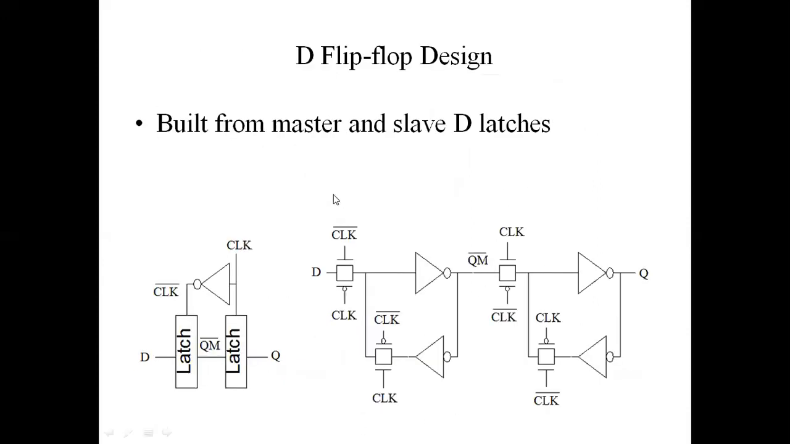Now, how to implement this? It is built from the master slave D. When we are combining both the positive sensitive network and the negative sensitive network, this gives the positive edge triggered flip-flop, that is the D flip-flop. This is the combination of the master and slave level sensitive networks here.